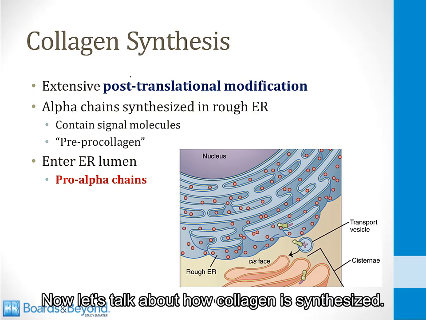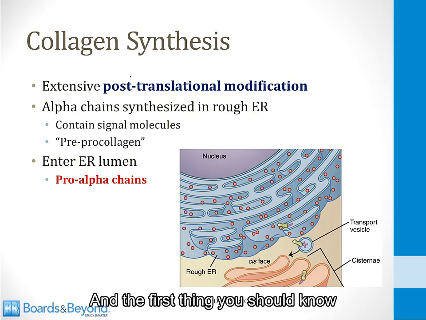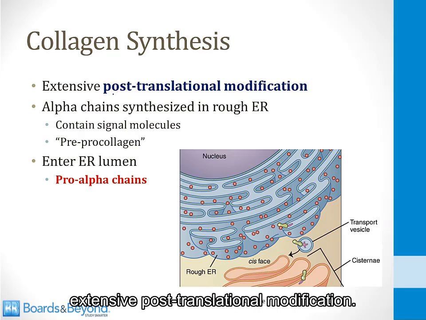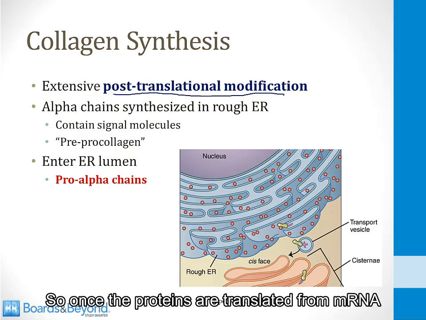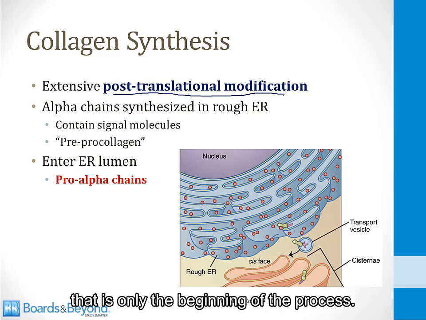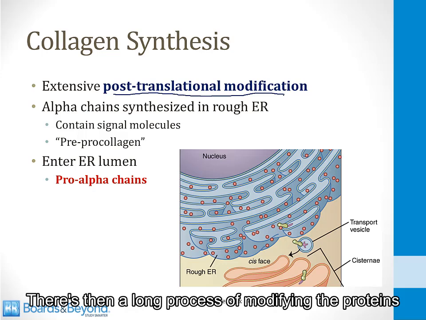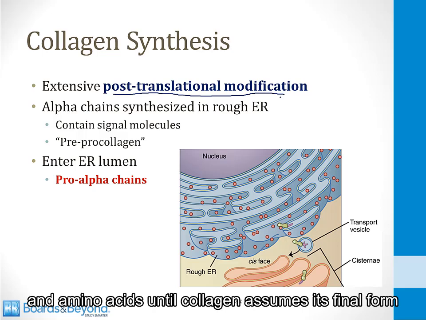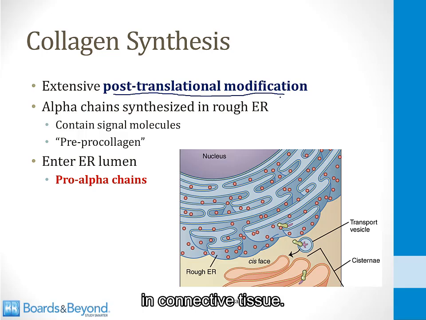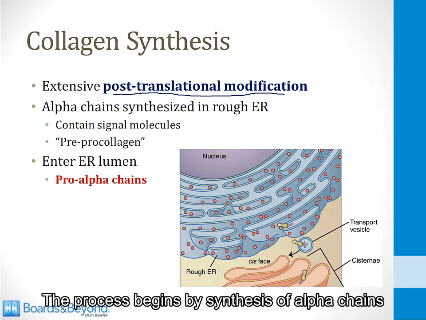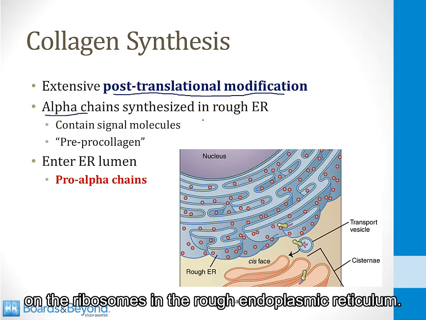Now let's talk about how collagen is synthesized, and the first thing you should know is that collagen undergoes extensive post-translational modification. So once the proteins are translated from mRNA, that is only the beginning of the process. There's then a long process of modifying the proteins and amino acids until collagen assumes its final form in connective tissue. The process begins by synthesis of alpha chains on the ribosomes in the rough endoplasmic reticulum.